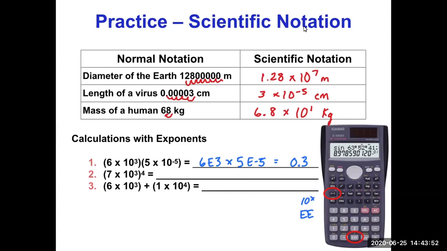Okay, next problem number 2. Plugging this into your calculator, you would need to use parentheses because we're taking this exponent to a power of 4. So we would do 7E to the third, close parentheses. Then we're going to use this up caret button to the 4. Okay, so that's what it should look like when you plug it into this calculator. And the answer you should be getting for this one is 2.401 times 10 to the 15th.